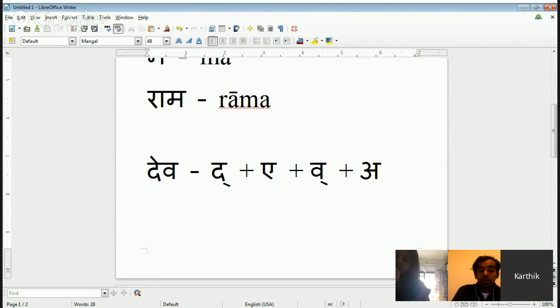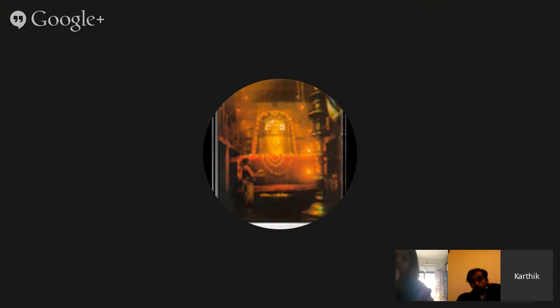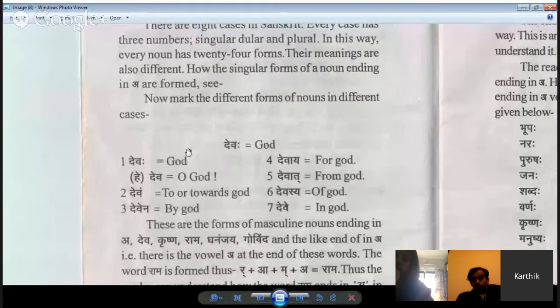That is, in Prathama you have singular, dual, plural. Similarly, in Dvitiya you have singular, dual, and plural, and so on. So there are 24 different varieties in which a noun can appear in a sentence. And today we will see only the singular forms. I will show the book again. Okay, so here we are looking at the 8 forms, the singular forms of Devaha.